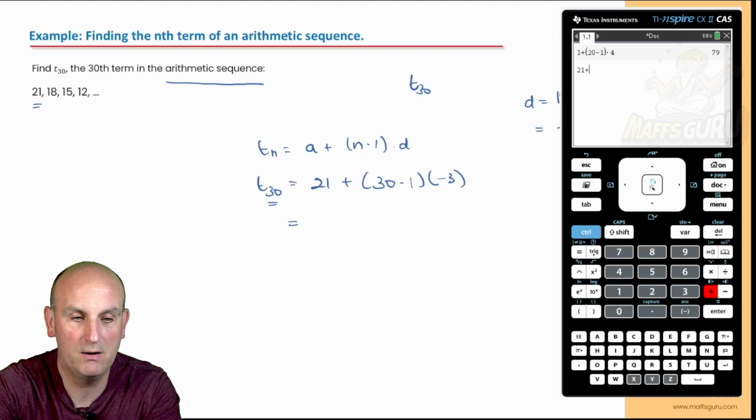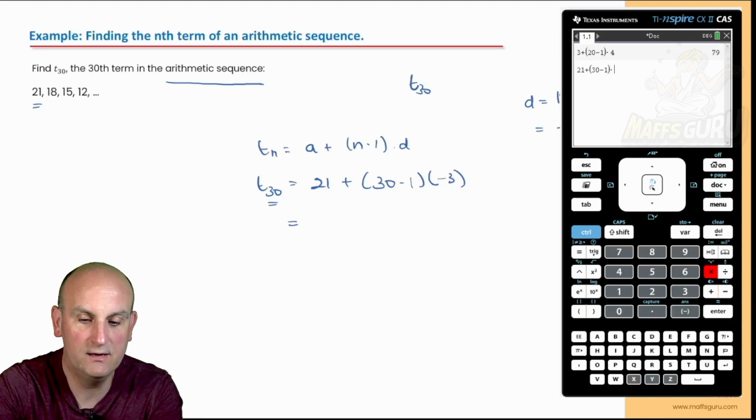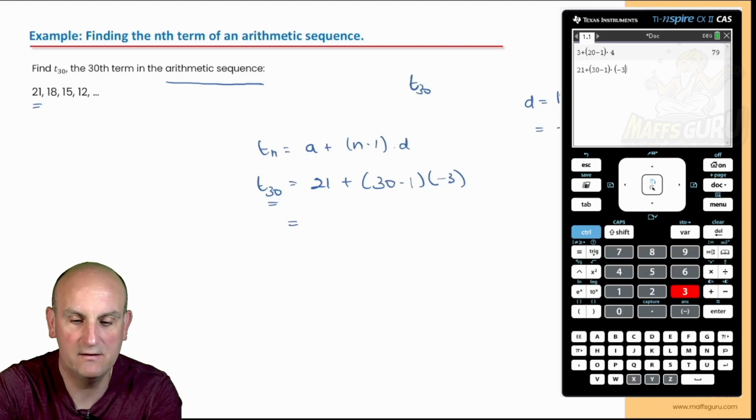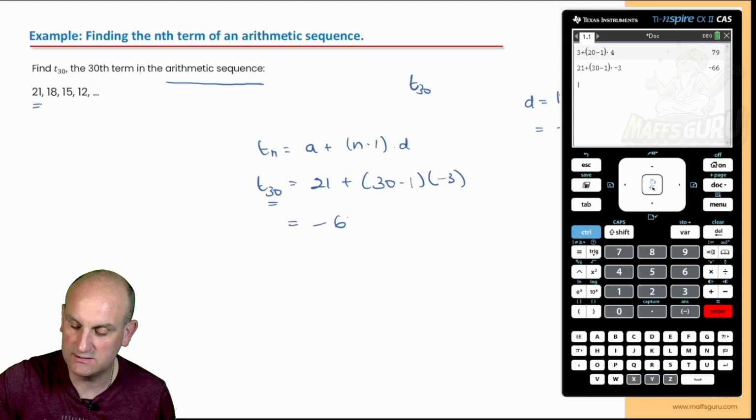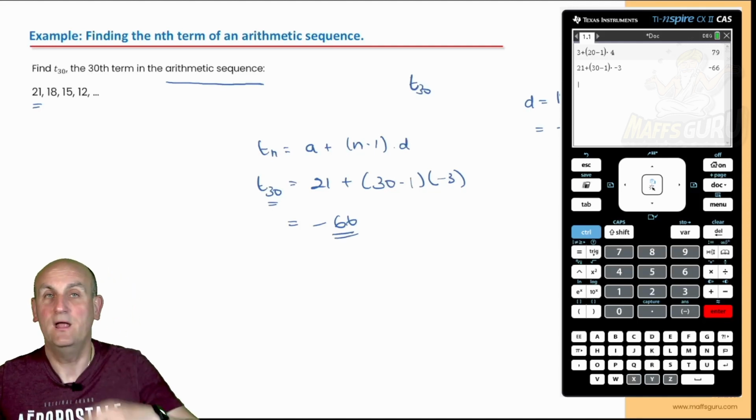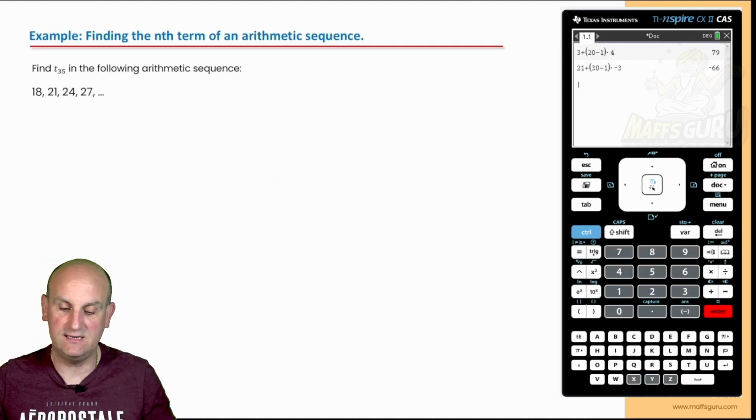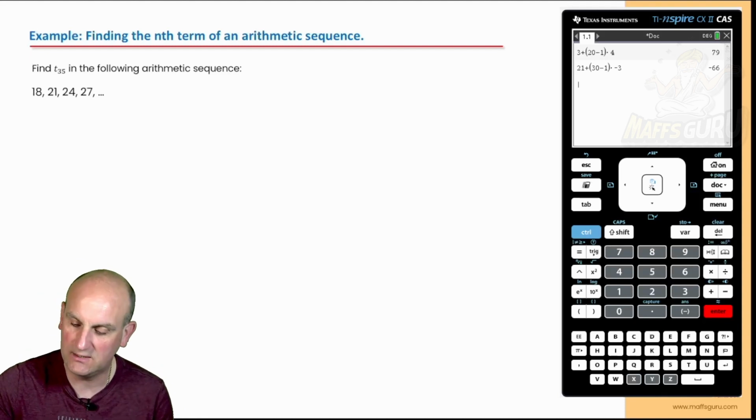So 21 plus 30 minus 1 times, in brackets, minus 3, enter, equals minus 66. Ka-ching. Thank you very much. See, nice and easy when we're getting to find T35 in the following sequence. T35, we've got this now, so what is it?